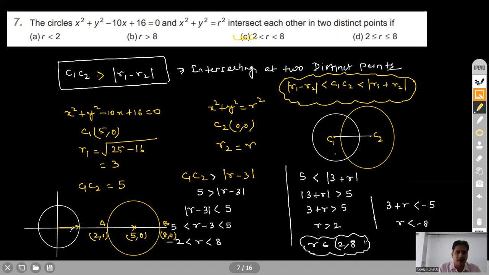Now we have to find the value of R so that it intersects this circle at two given points. R should be greater than 2 and less than 8. Then only this white colored circle will intersect this circle at two points, right? It should not be more than 8, because once R is more than 8, this yellow colored circle will be completely contained in that circle, so it will not intersect. So from the graphical approach also, we are getting the value of R as 2 to 8. So option C is correct.